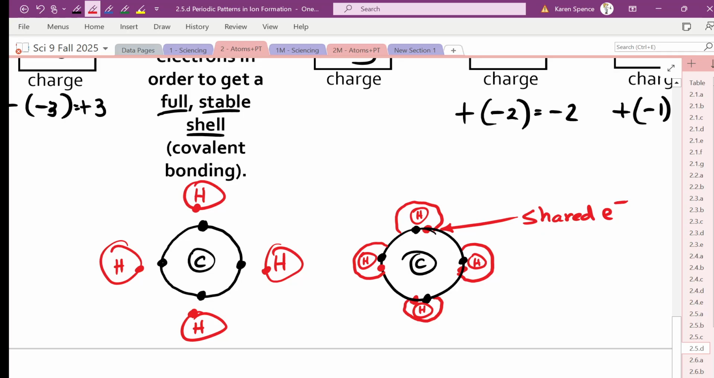It does not have to be hydrogen. It does it with any of the nonmetals. When they react with other nonmetals, they will always share.